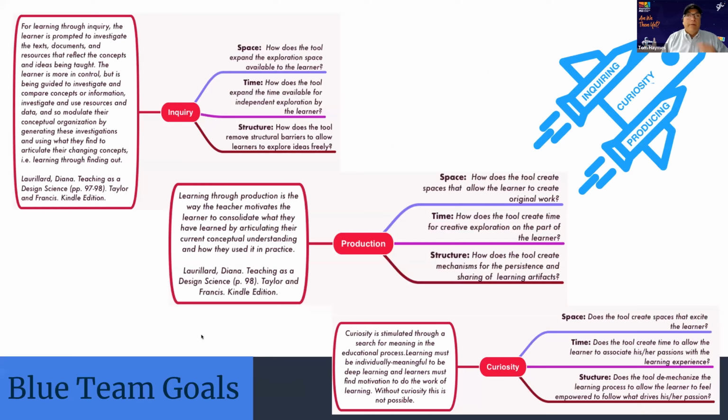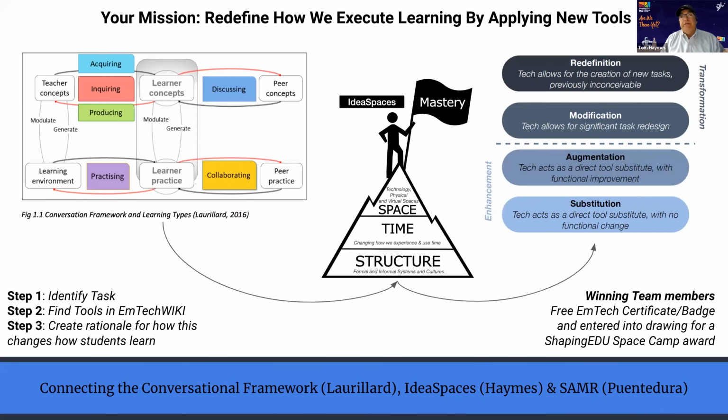Okay, so step 1, identify tasks. Step 2, find tools in the wiki. And then step 3 is create a rationale. Now, you're really only going to be doing steps 2 and 3 today, because we've already identified tasks. Each one of you has been given access to the slide deck, and for those latecomers, let me drop it here again so you can find your way there.